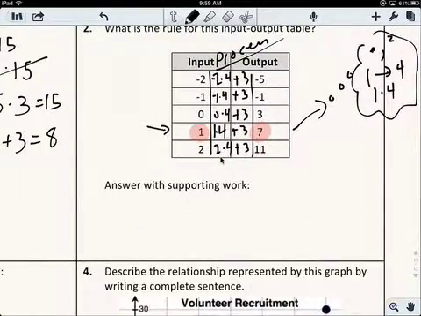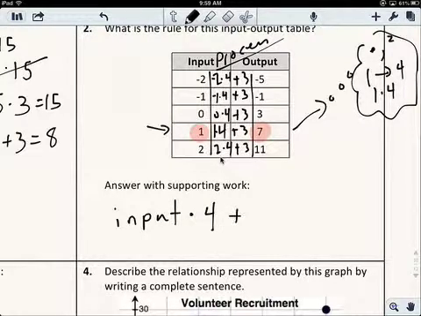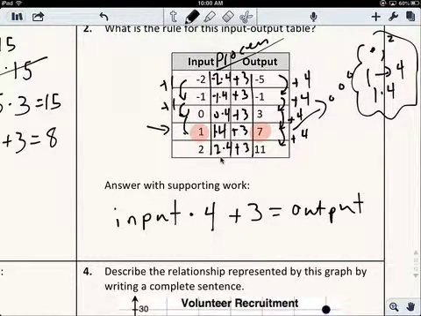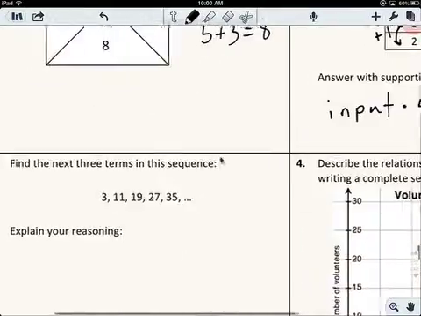And so my rule has to be take the input times 4 plus 3, and you get the output. Now you can also find that times 4 bit. Some of you are noticing this pattern because this table has a plus 4 pattern in the output column when the input column has a plus 1 pattern. And if you don't get that yet, that's okay, you will, but that's just a nice thing to notice. That's another strategy for that kind of problem.